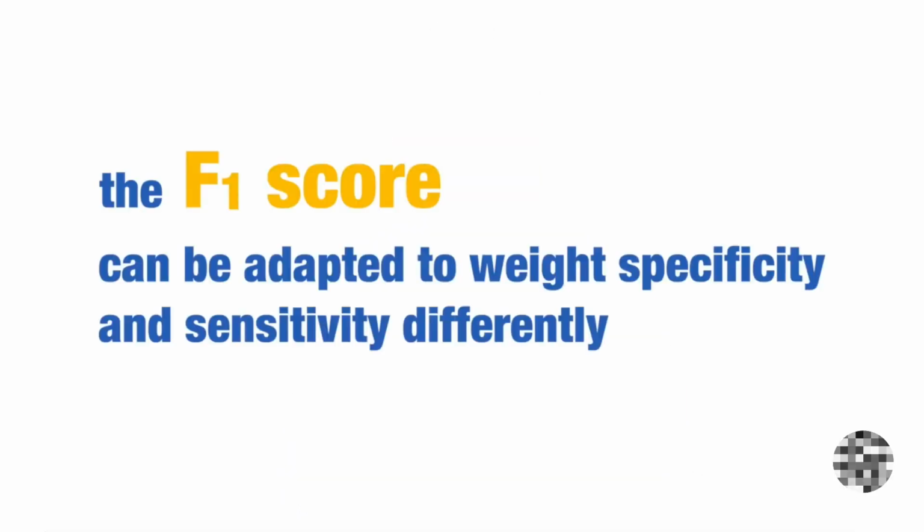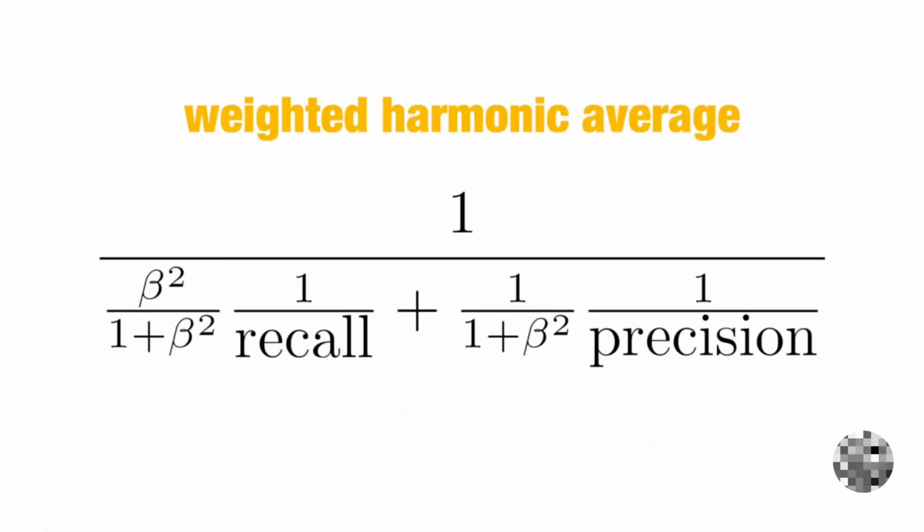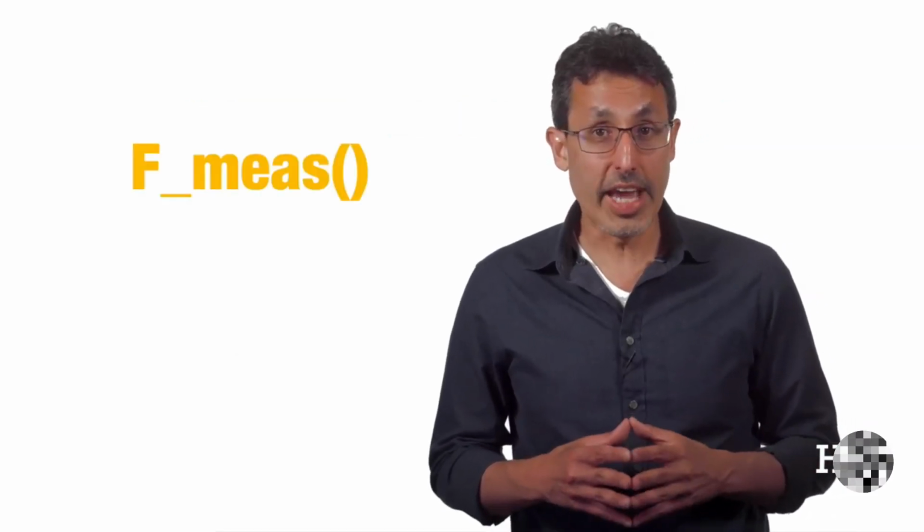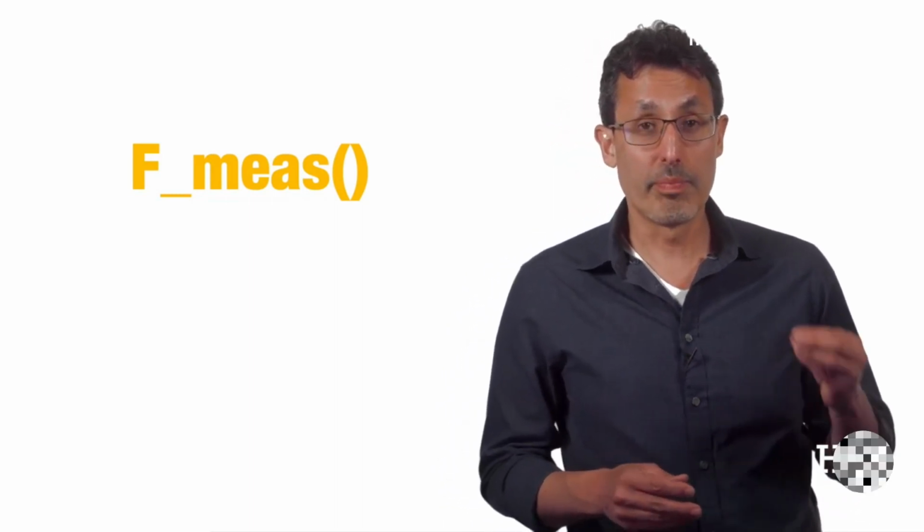In a capital murder criminal case, the opposite is true, since a false positive can lead to executing an innocent person. The F1 score can be adapted to weigh specificity and sensitivity differently. To do this, we define a constant, we'll call it beta, to represent how much more important sensitivity is compared to specificity. And then we can consider a weighted harmonic average like this. The F_meas function in the caret package computes this summary with the beta defaulting to 1, but you can change it to other values.